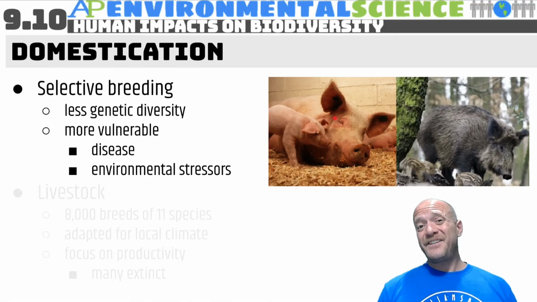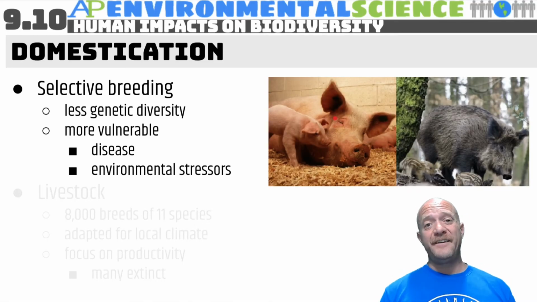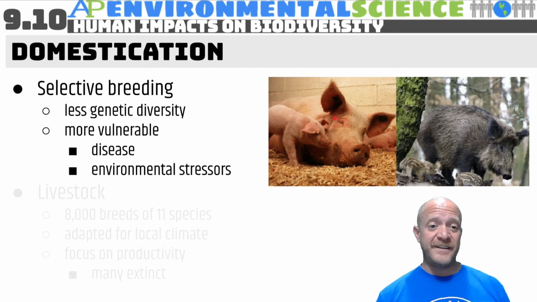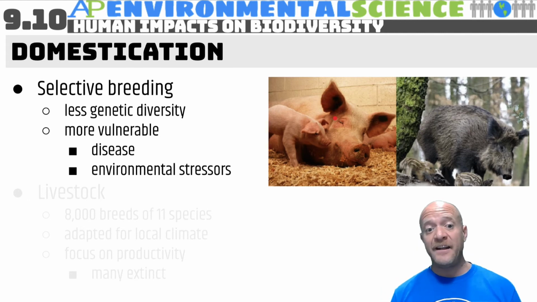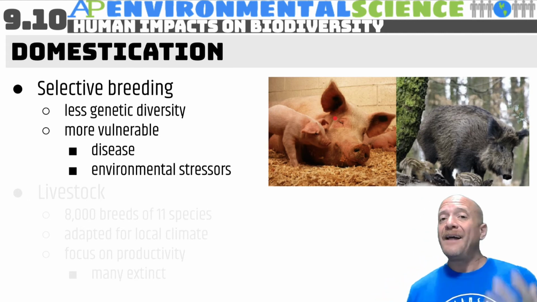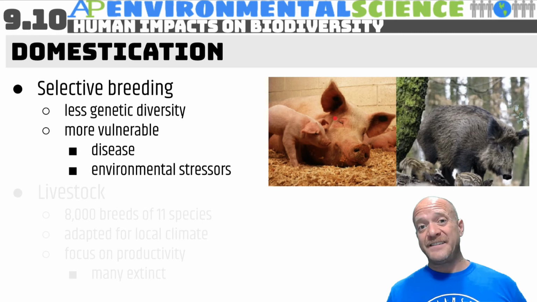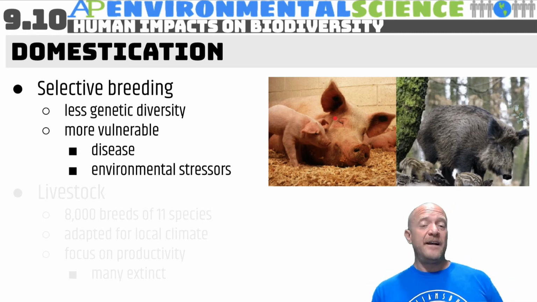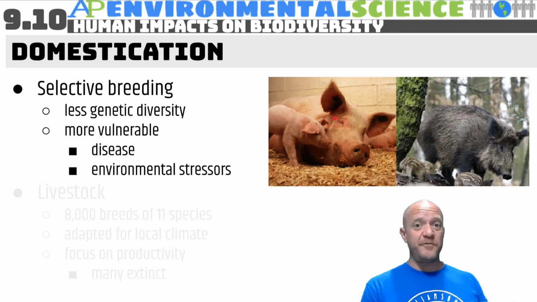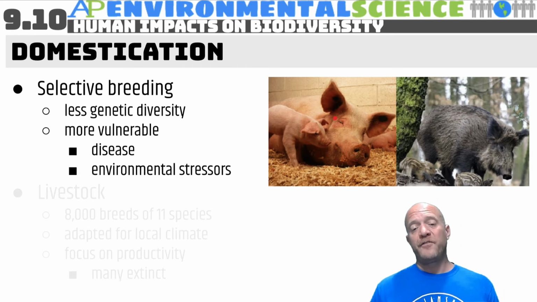All right, domestication has also really done a number on overall biodiversity. Through the process of selective breeding, we have isolated particular traits that we want, and through thousands of years, we have actually domesticated a lot of organisms. The drawback is there is less genetic diversity because we're controlling the genes that are going into this reproduction. So they're more vulnerable to stressors, environmental stressors, and diseases.